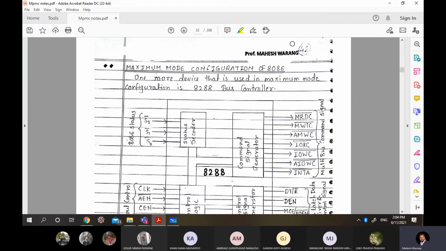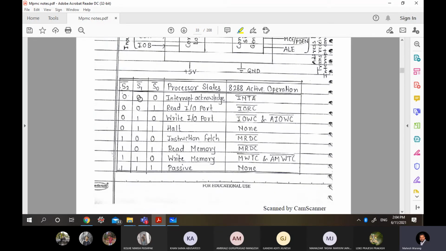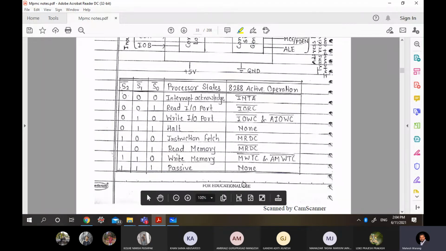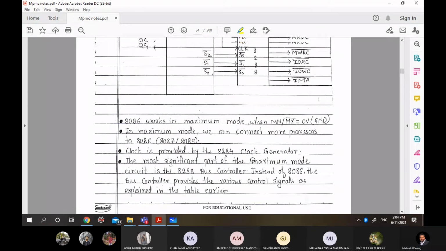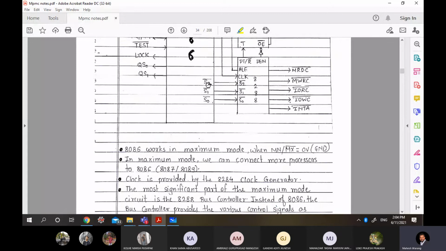Understand. This table, you have seen this one. Depending on the combination of S2, S1, S0, it will generate this many signals, but out of that we'll be using INTA bar, IO read, IO write, memory read, and memory write. So these are the 5 signals we'll be using. Getting it? I hope you are understanding. So I'm giving S2 bar, S1 bar, S0 bar to this 8288, and it will generate these 5 signals.